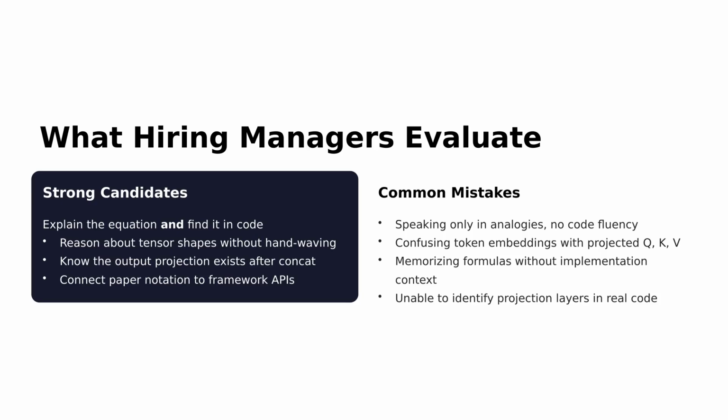values. When hiring managers assess attention knowledge, they're looking for more than memorized formulas. Strong candidates can explain the math, then point to exactly where it shows up in code. They can track tensor shapes clearly, know there's an output projection after concatenation, and connect the paper's notation to real framework APIs. Common mistakes are staying too abstract, mixing up token embeddings with Q, K, and V projections, or missing those projection layers entirely in implementation.